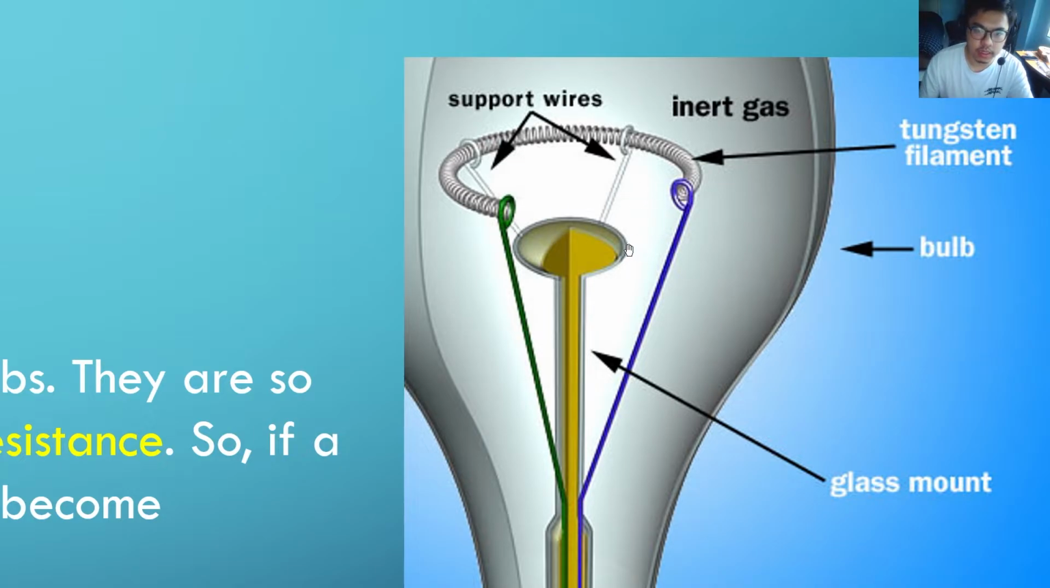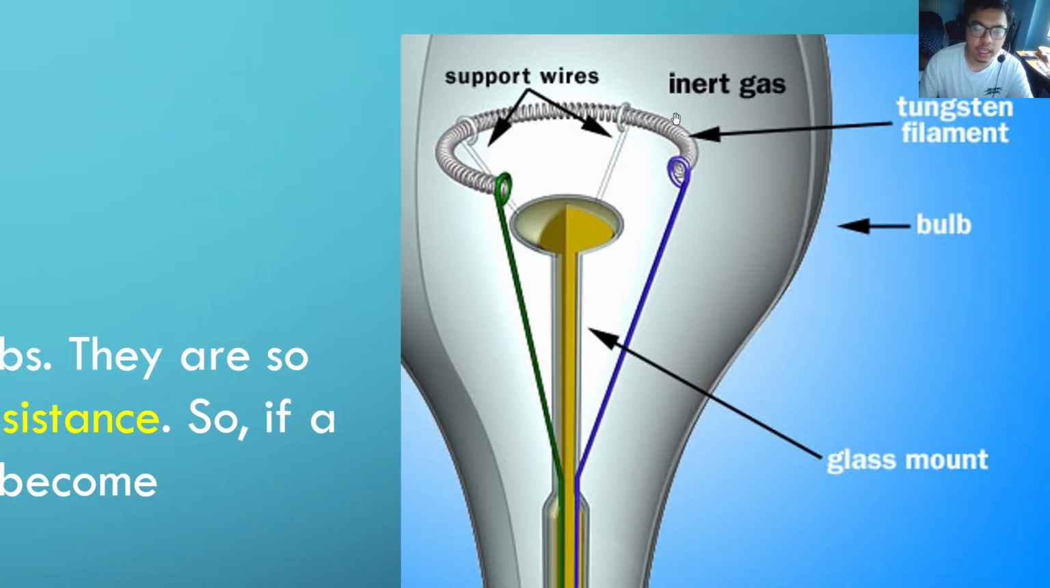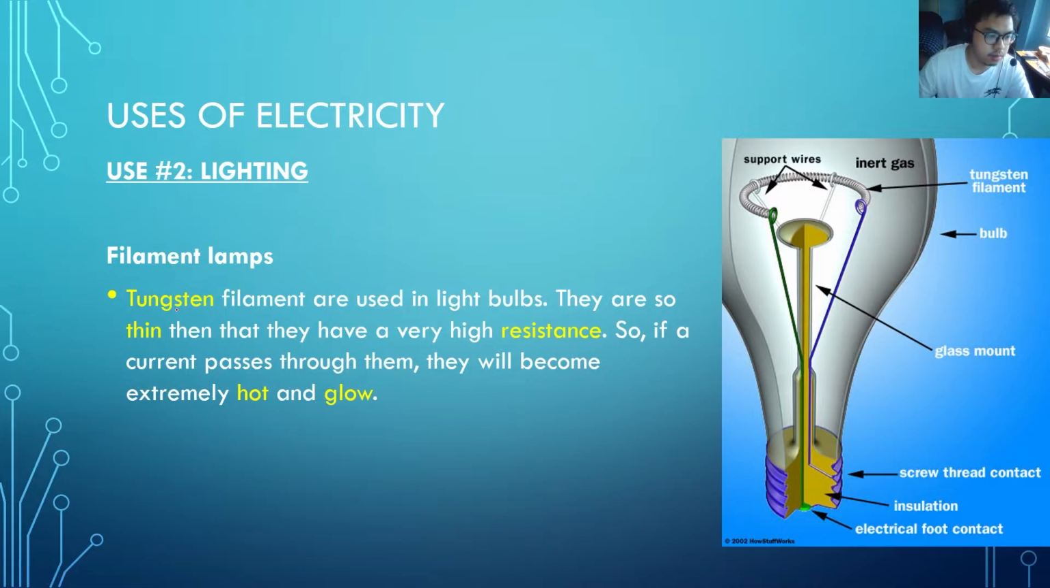A filament is basically this thin coil piece of wire here. This is the filament of the lamp, and it is made out of tungsten, which is a type of metal. The filament, which is made from tungsten, is often used in light bulbs. They are so thin that they have a very high resistance. Remember, if the cross-sectional area of a wire is small, in other words it is thin, then you will have a large resistance.